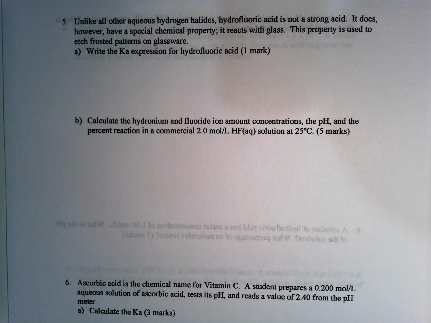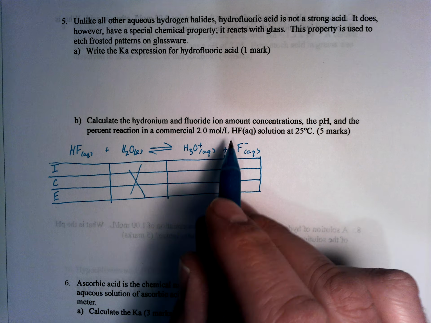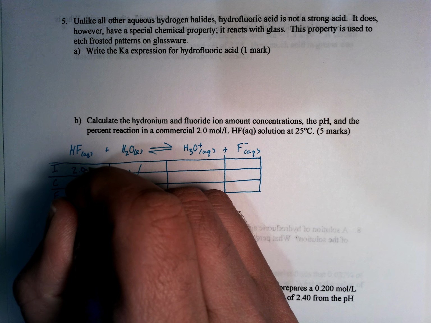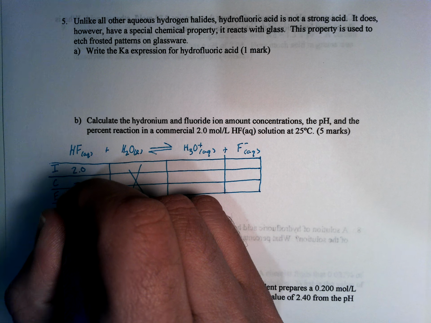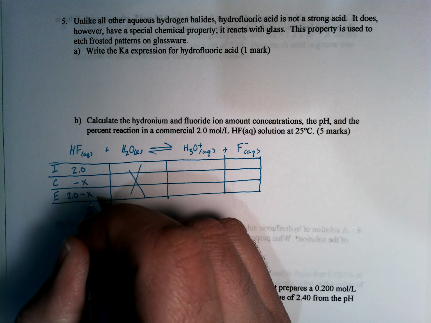Okay, so to start, we write out our balanced ionization equation. Then we fill in our ice table. So I'll start with that. Okay, so there's our ionization equation and our ice table. Now we want to fill it in. So we start here at 2.0 moles per liter. It's going to change by minus x, so we have 2.0 minus x.